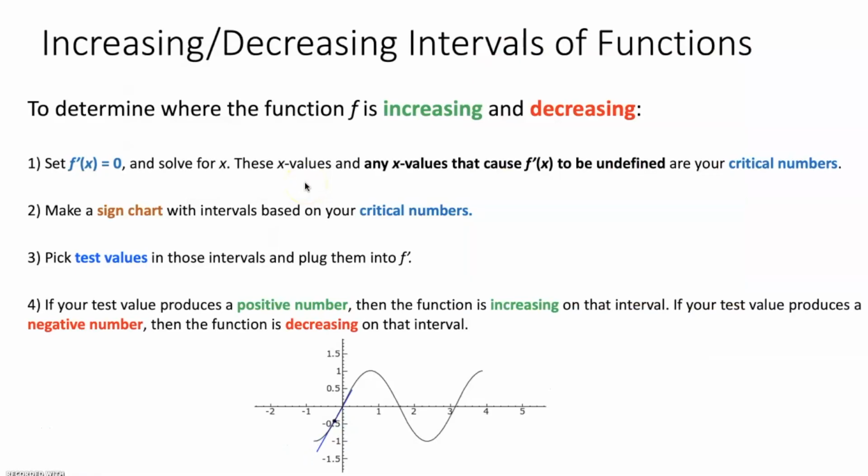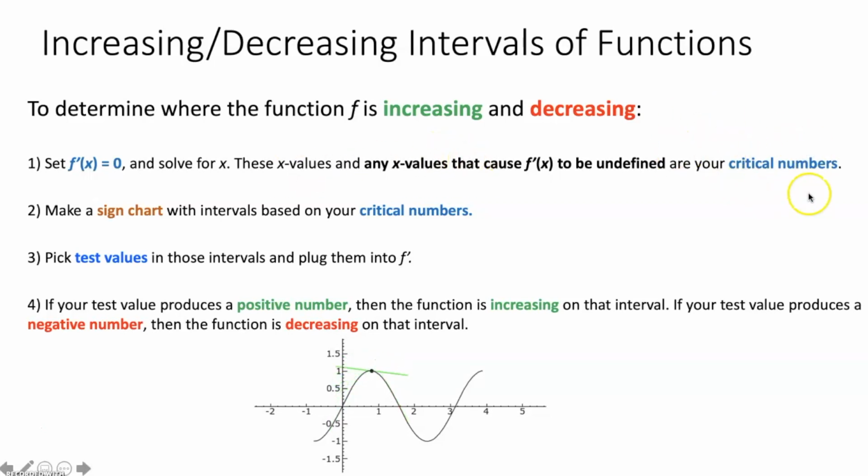First thing we're going to do is review how to determine the intervals on which a function is increasing or decreasing. So to determine where a function f is increasing or decreasing, the first thing you're going to do is find your critical numbers. To do that, you're going to set the derivative equal to 0 and then determine any x values that cause the derivative to not exist. The numbers that cause the derivative to equal 0 or not exist, those are your critical numbers.